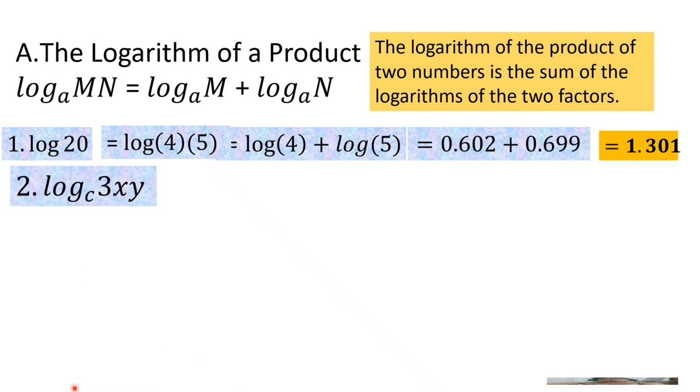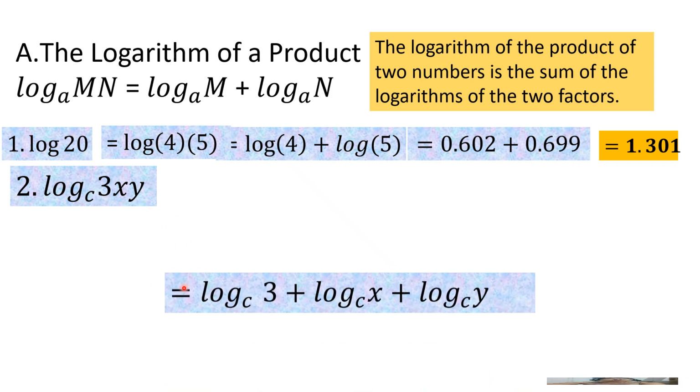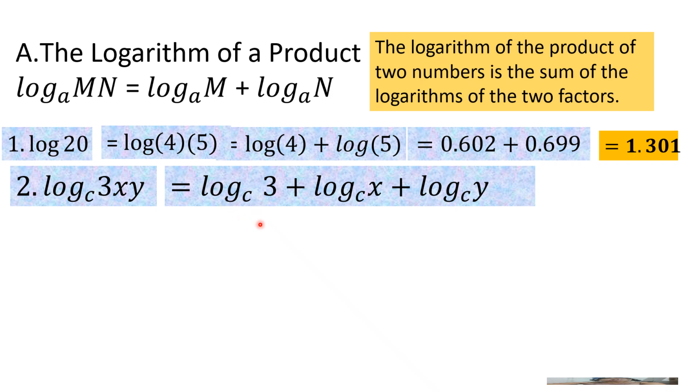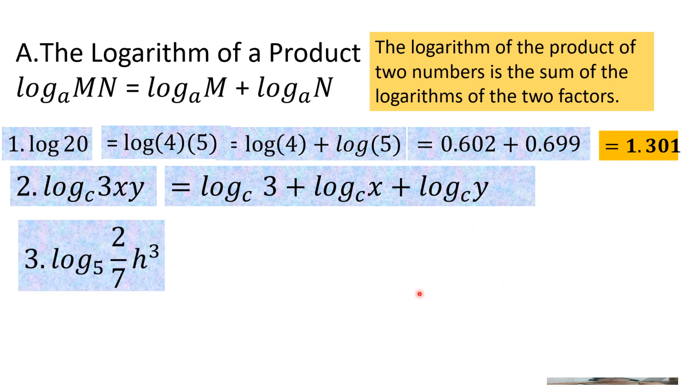So let us try number 2. Number 2 is log of 3xy to the base c. Applying the logarithm of a product, there are three factors, the 3, the x, and the y. Applying the first law of logarithm, we will be adding their logarithms. So we have the log of 3 to the base c plus the log of x to the base c, then plus the log of y to the base c. Okay, so we were able to expand the log of 3xy to the base c into this, applying the logarithm of the product law.